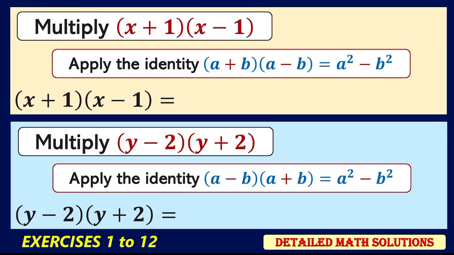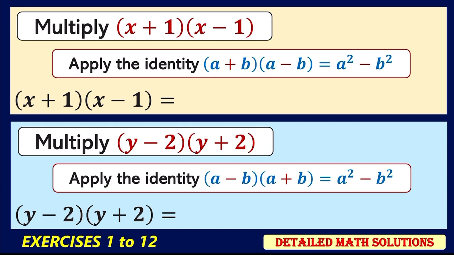To multiply the first pair, x plus 1 in parentheses by x minus 1 in parentheses, I'm going to apply the identity a plus b in parentheses multiplied by a minus b in parentheses equals a squared minus b squared. The variable x corresponds to the a in the identity. The number 1 corresponds to the b in the identity.